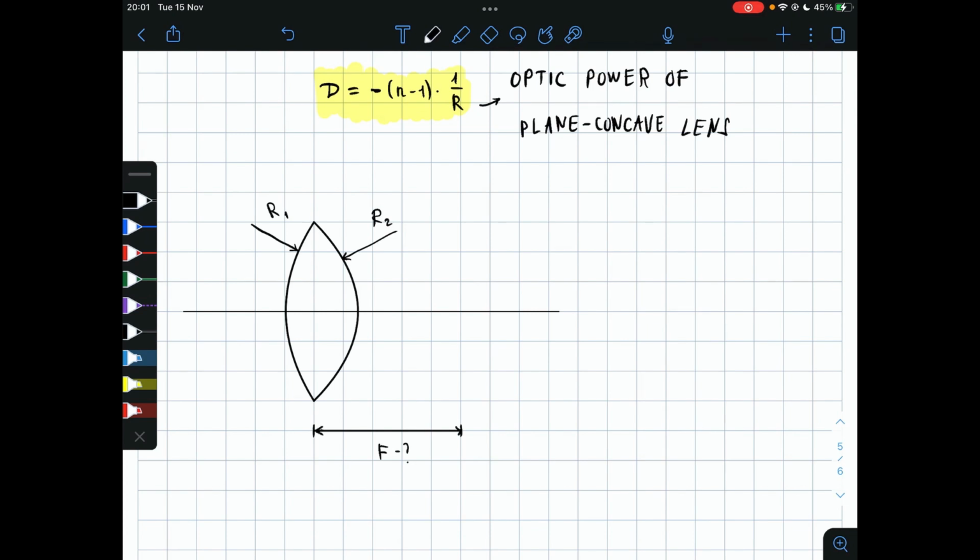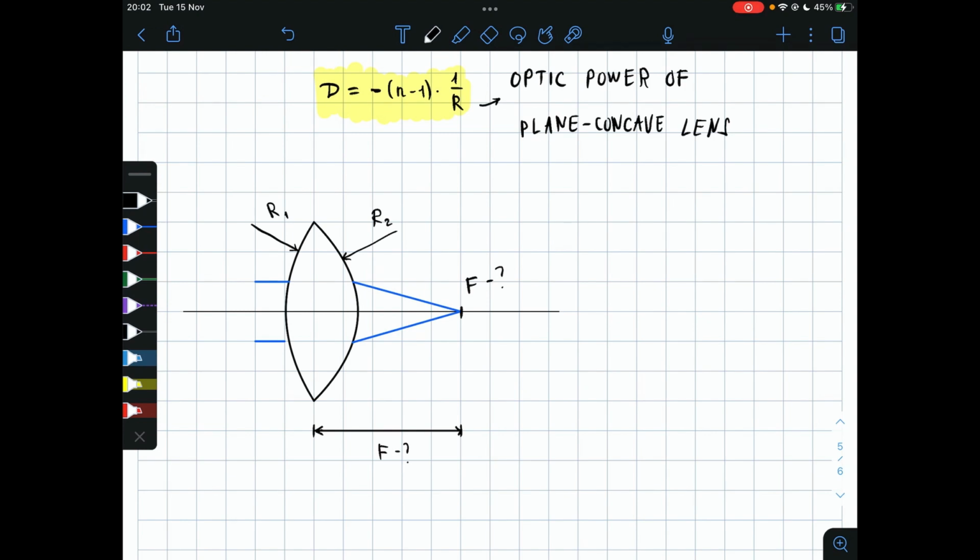Our rays will pass through this lens. At the end, they will focus at this point, for example. I will not draw how they are moving inside the lens, but we surely know that it will focus at this point f. And what is this f? We need to find it.